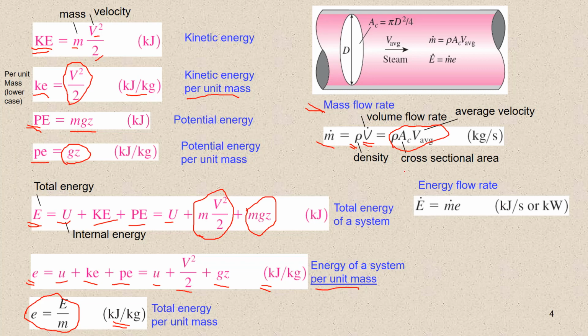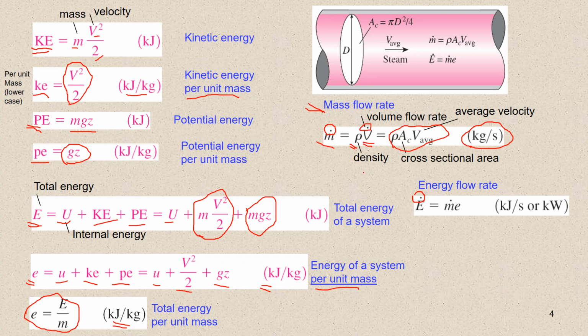Here, the mass flow rate, m dot, has units of kilograms per second, which is analogous to m = ρ V, where ρ is the fluid density and A_c is the cross-sectional area of flow, and as I said earlier, V average is the average flow velocity normal to the cross-sectional area A_c. And the dot over a symbol is used to indicate time rate throughout this discourse.